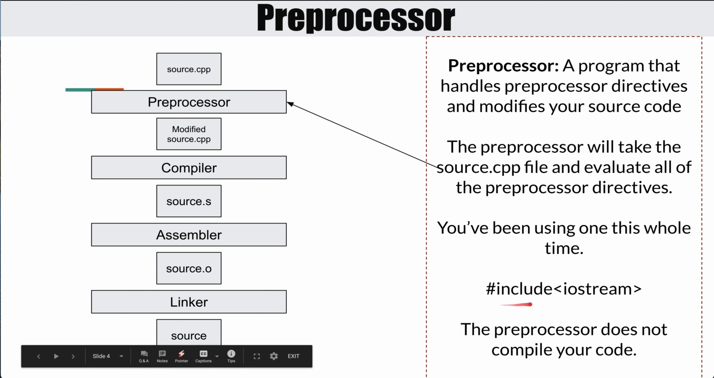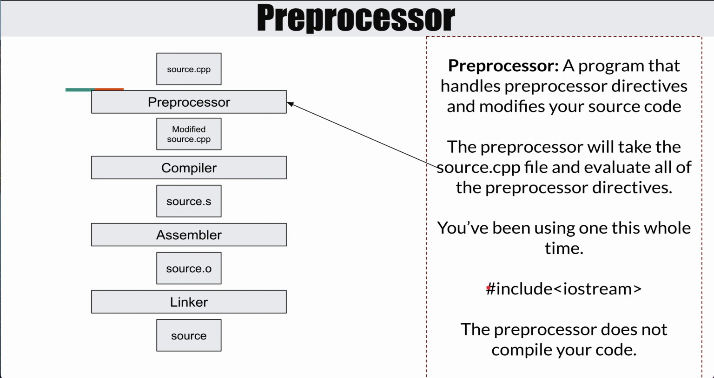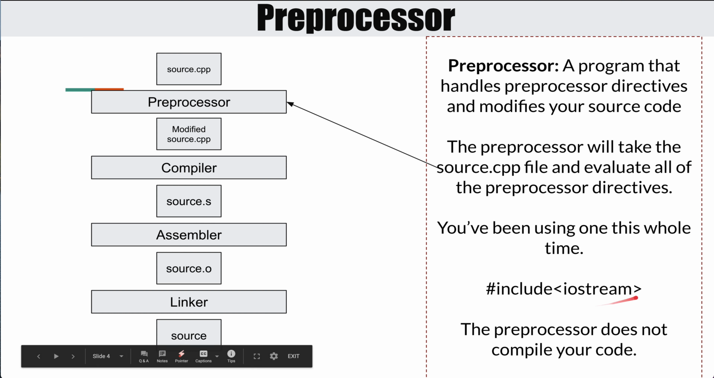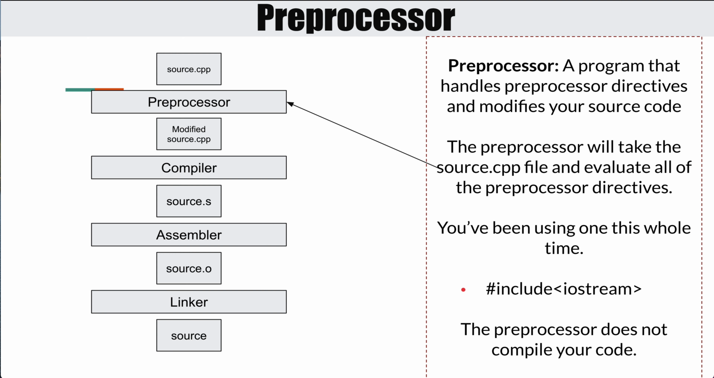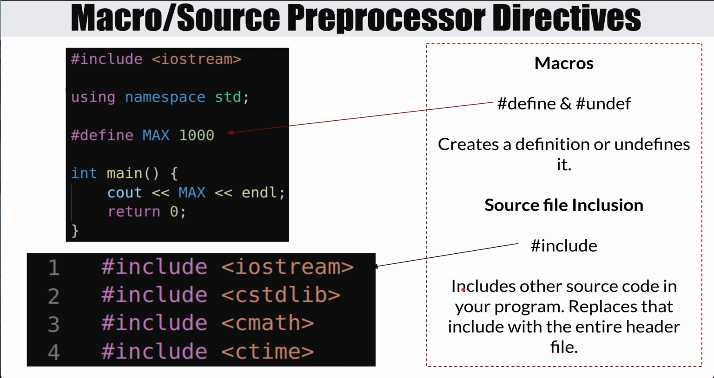Now, I put here that you've been using this the whole time, because you have. Here's your first example of a preprocessor directive: include iostream, okay? What is important about this is that when the preprocessor sees this line, it's going to go find this iostream file and drop that whole header into your program, okay, and modify it that way, so that you have all the stuff that you need. So you've been using them already, okay, but we're going to expand upon them today.